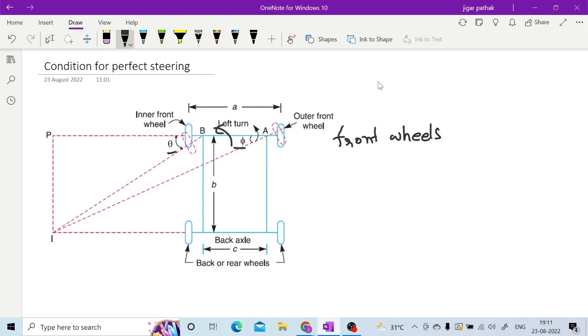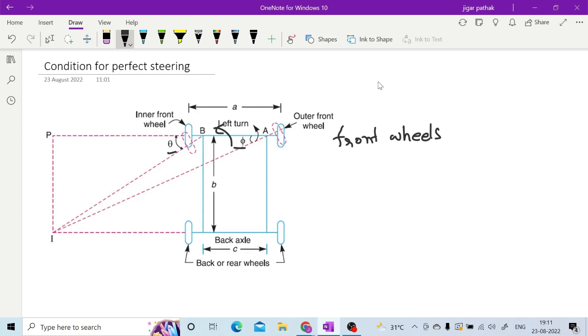Sir, is there any difference between slipping and skidding? Slipping is, I guess, almost the same as skidding. So we can say slipping. Yes. So it should not have that friction. Yes, it should not have that friction while taking a turn, right?